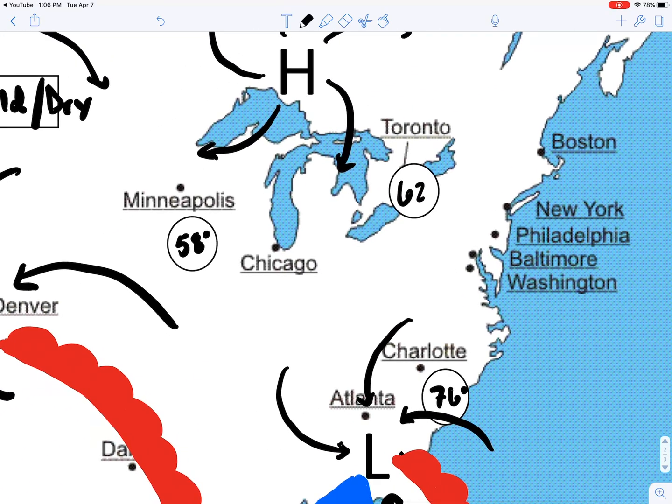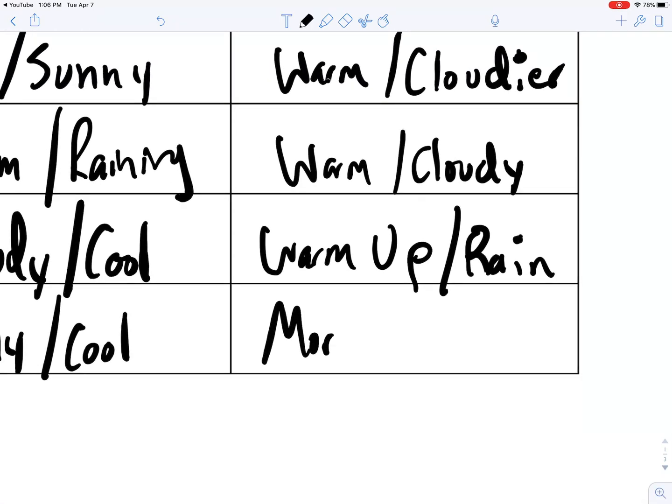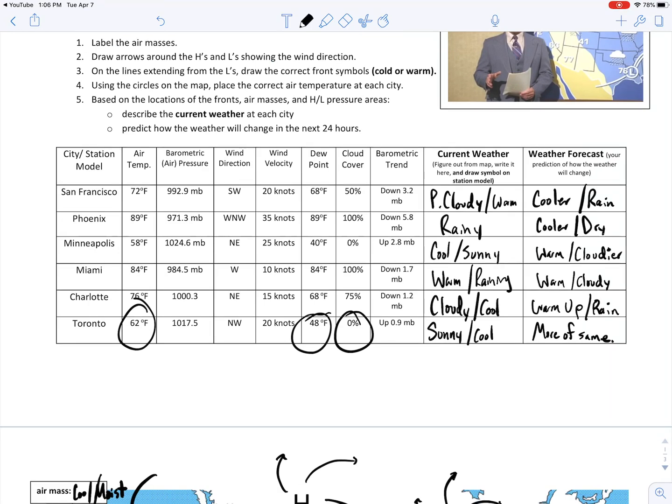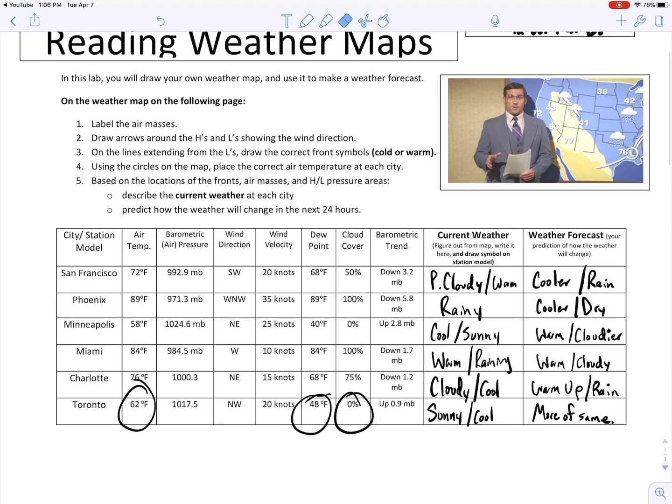If I look at Toronto, I see that really there's not a frontal system anywhere near this thing. The low pressure is going to take a long time to get there if it's even heading that direction. We don't know that. So I'm going to say for Toronto, probably more of the same. They're in a good spot right there for a while. It's going to be cool and sunny in Toronto. That is the place to be if you like that nice, cool, dry weather.